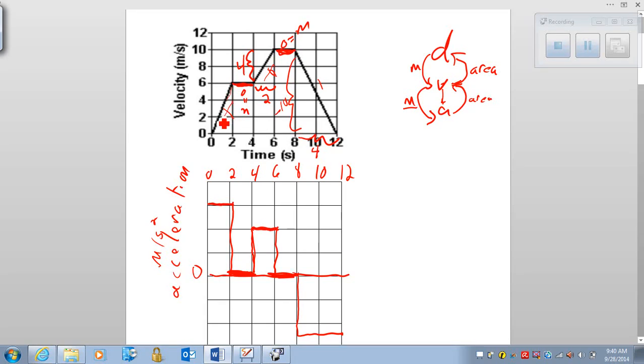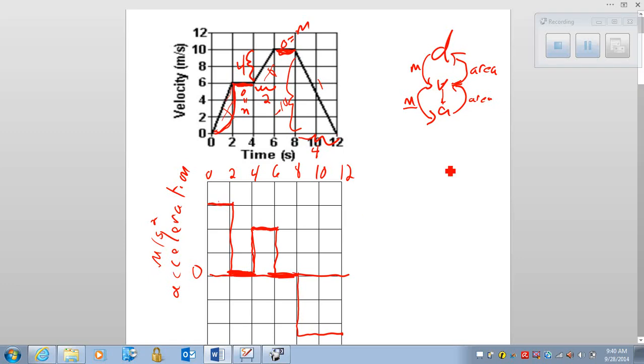If this was not constant acceleration, this line here would have been a curve. But it is constant acceleration, so therefore it's going to be a level line on the acceleration graph. The acceleration does not change over that 2-second time period. So we get this very boxy looking acceleration. And you can expect that on the test. That's exactly what's going to happen on the test.